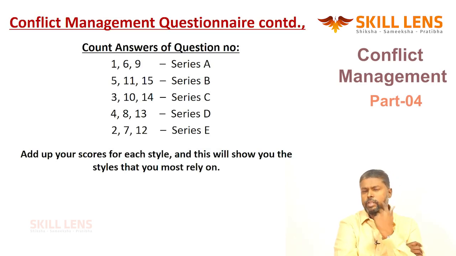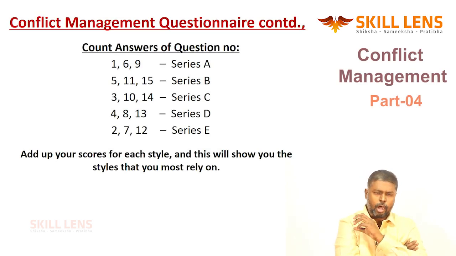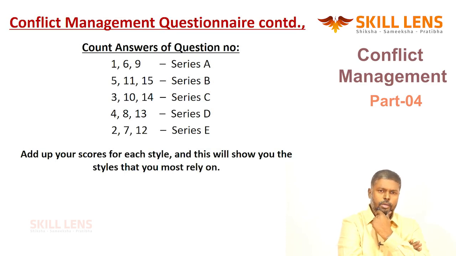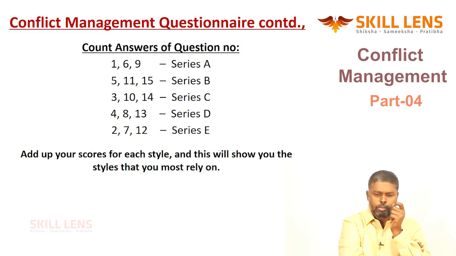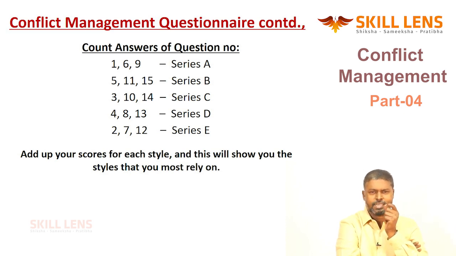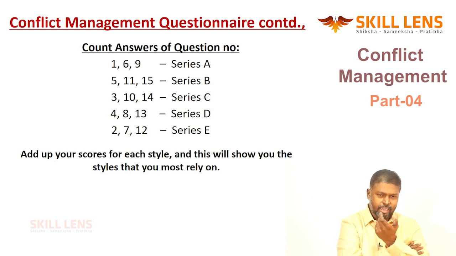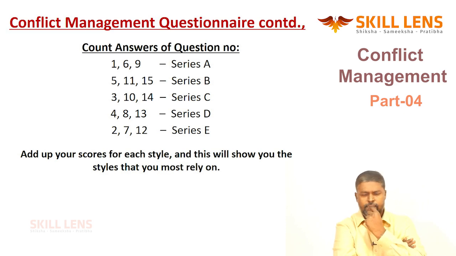Okay, now that you have finished the questionnaire, how do you count it out? It is visible on the slide. Pair question numbers 1, 6 and 9 and make them series A. So question number 1, question number 6, and question number 9 will be series A.